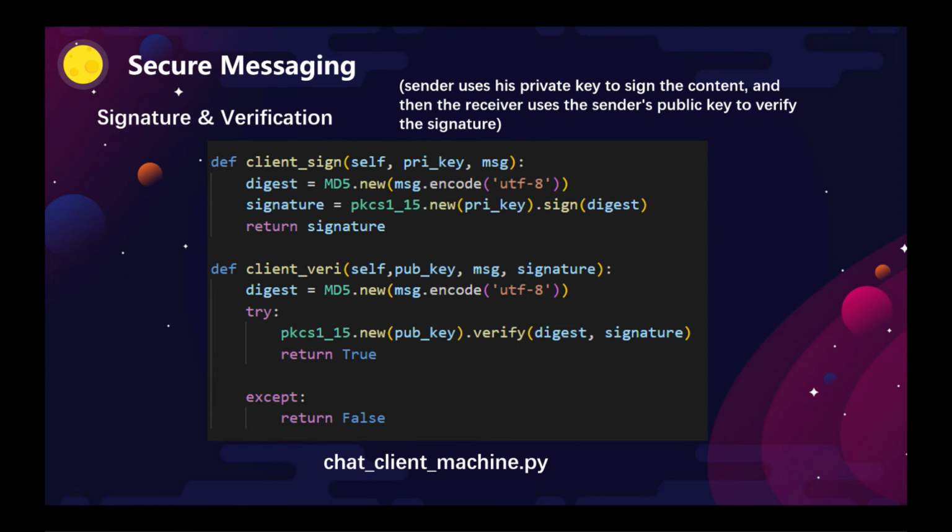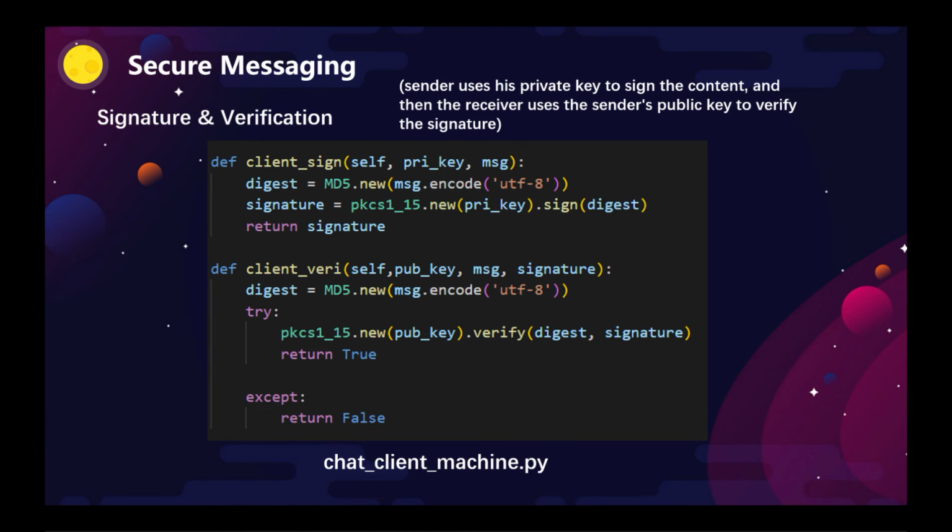But since every user's public key is public, everyone can access it, so the eavesdropper has the opportunity to use the receiver's public key to fabricate a message to him. Thus, we use the digital signature function. That is, when the sender sends a message to the receiver, he first signs the message to indicate his identity, and this signature cannot be forged. The process is that the sender uses his private key to sign the content, and then the receiver uses the sender's public key to verify the signature.